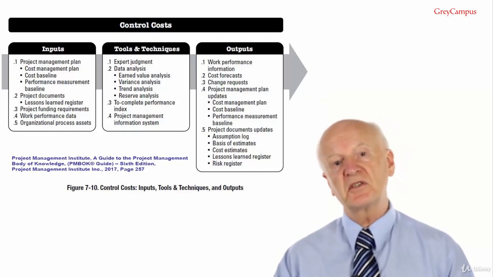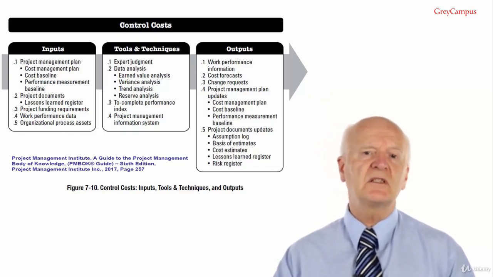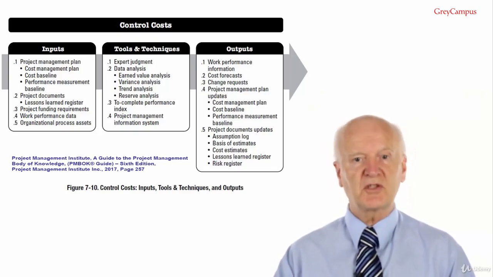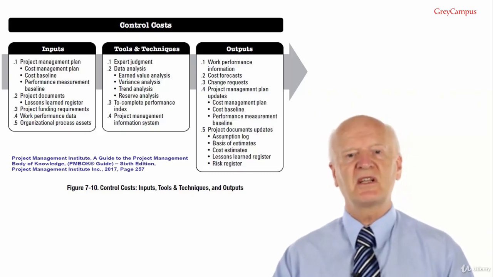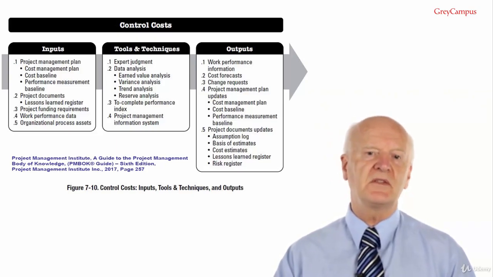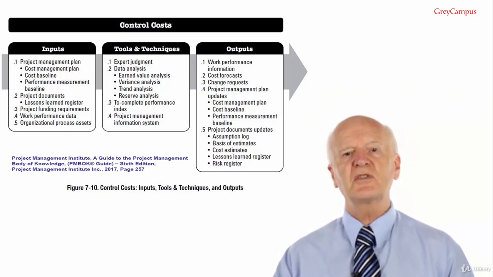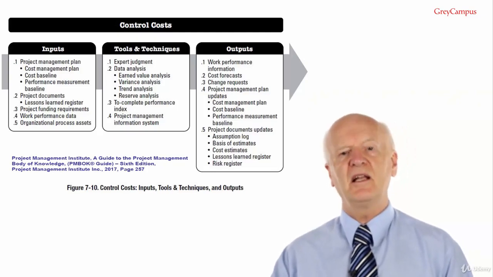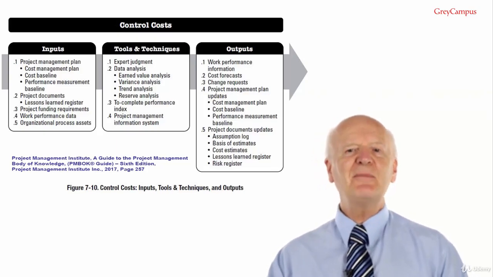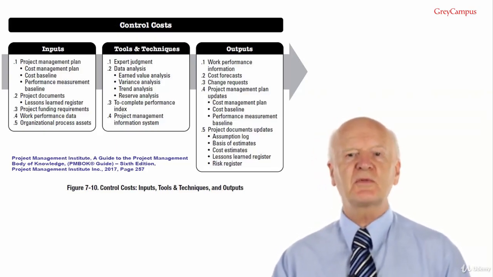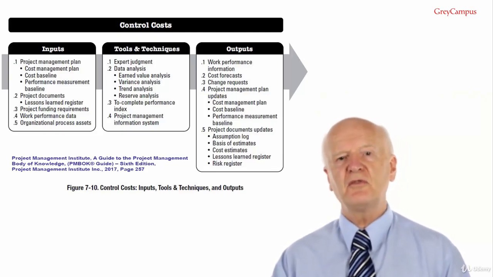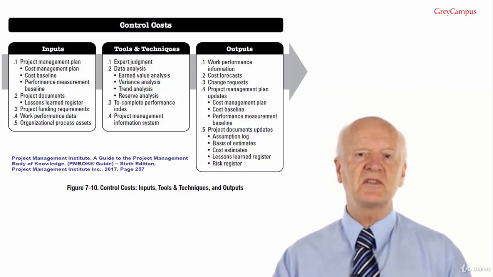Number 5 is the organisational process assets, which in this case are the existing formal and informal cost control related policies, procedures and guidelines, cost control tools and monitoring and reporting methods to be used. Control costs, tools and techniques. Number 1, it's expert judgment again. Examples of expert judgment during the control cost process include variance analysis, earned value analysis, forecasting and financial analysis.